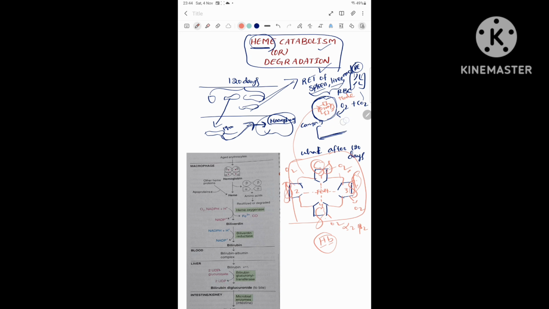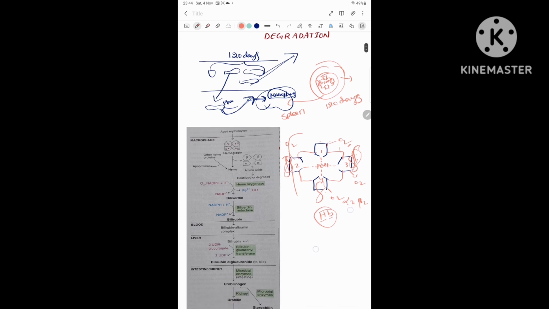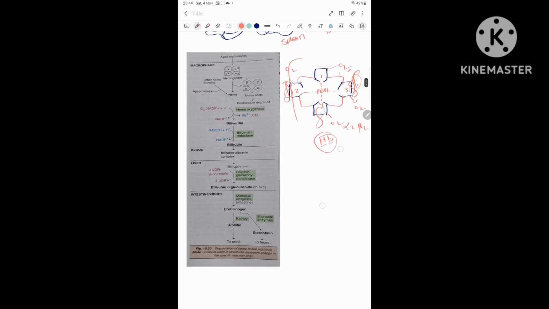What happens after 120 days? That is the point that we are going to discuss. This is the RBC with hemoglobin inside. 120 days are completed. Now this RBC will be engulfed by the spleen, and inside the spleen the RBC membrane will be broken down, and the hemoglobin inside will come out. So what happens next, we'll see in this chart.